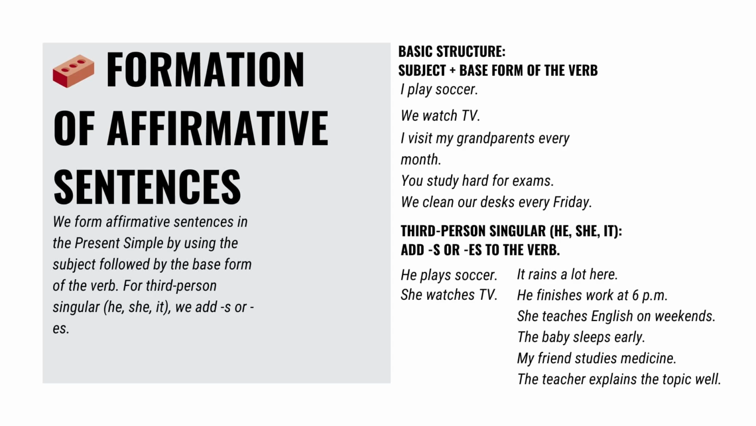And for third person singular, he, she, it, add s or es to the verb. He plays soccer. She watches TV. It rains a lot here. He finishes work at 6 p.m. She teaches English on weekends. The baby sleeps early. My friend studies medicine. The teacher explains the topic well.